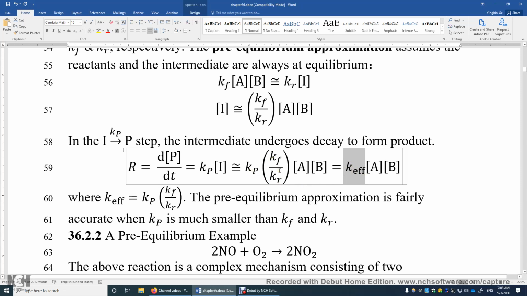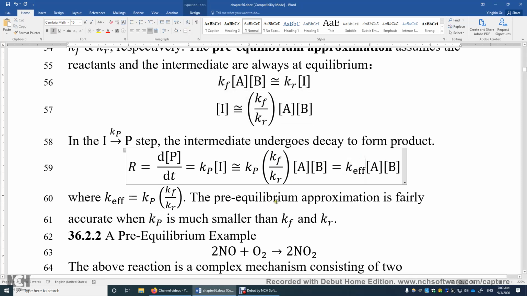So when can we use this pre-equilibrium approximation? I think it's very helpful for us to simplify the differential equations. Again, we have 4 different species in this mechanism: A, B, I, and P. That means we can write out 4 differential equations, and it's pretty difficult to solve these 4 differential equations exactly. So that's why we resort to the pre-equilibrium approximation to simplify the process.